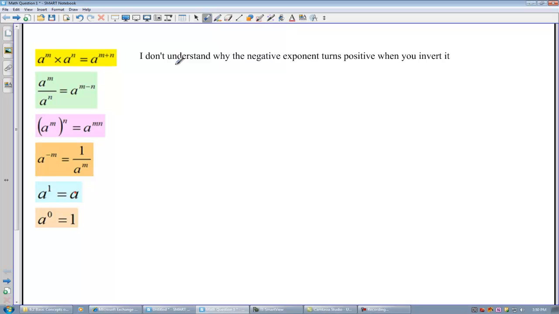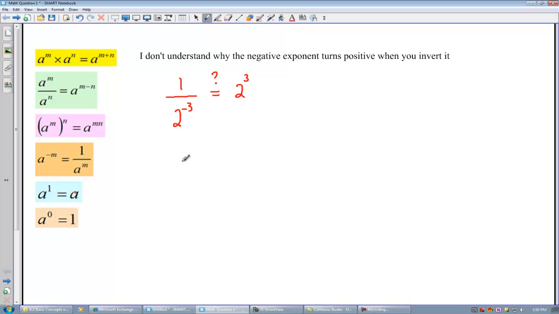But let me answer your first question here. I don't understand why the negative exponent turns positive when you invert it. Okay, so let me do an example. Let's do 2 to the negative 3. And I'm guessing what you mean by invert is I do 1 divided by it. And your question is, why is this equal to 2 to the positive 3?